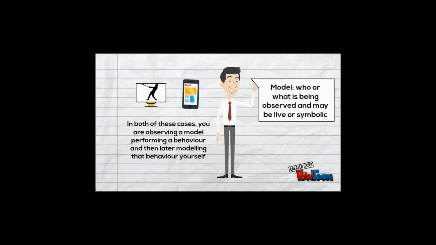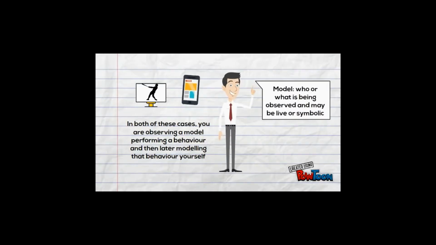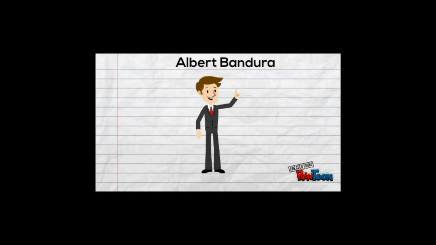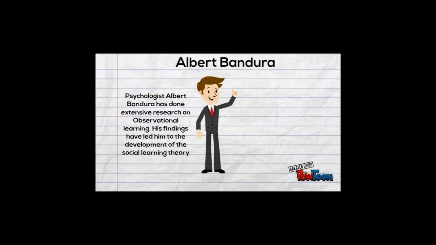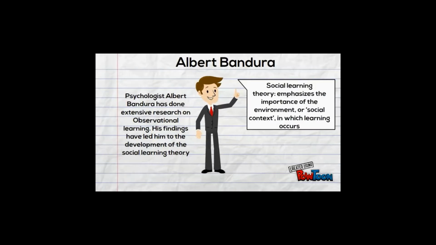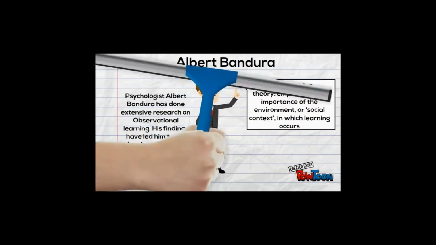In both of these cases, you are observing a model performing a behavior and then later on modeling that behavior on your own. Model: who or what is being observed and may be live or symbolic. Do you know who is Bandura? He is a psychologist who has done an extensive research on observational learning. His findings lead him to develop social learning theory. Social learning theory emphasizes the importance of the environment or social context in which learning occurs.